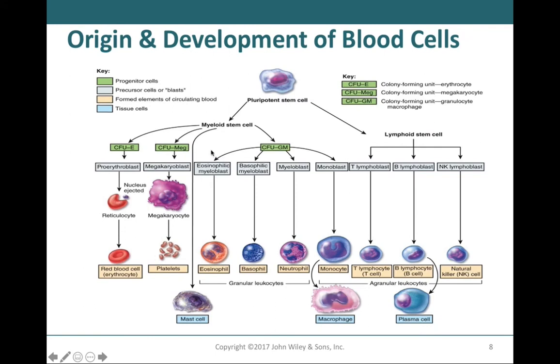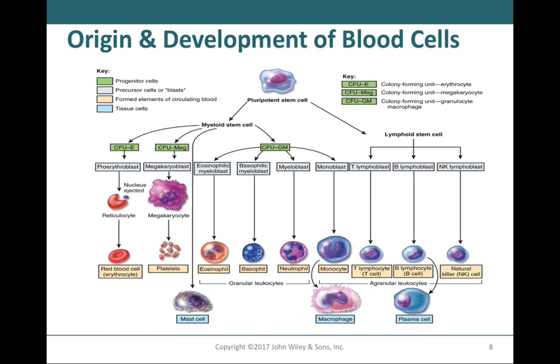We'll find the eosinophilic myeloblast will eventually form into the eosinophil. We'll find the basophilic myeloblast eventually form into the basophil. And we'll find the myeloblast will eventually give rise to our neutrophils. And we're going to go over each and every one of these white blood cells. We'll talk about their different characteristics.